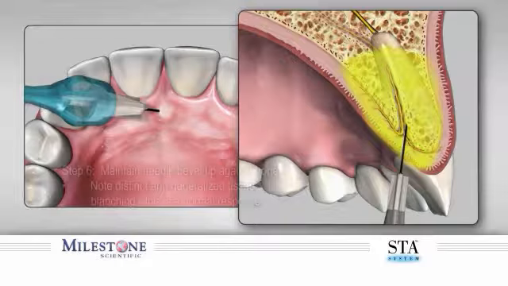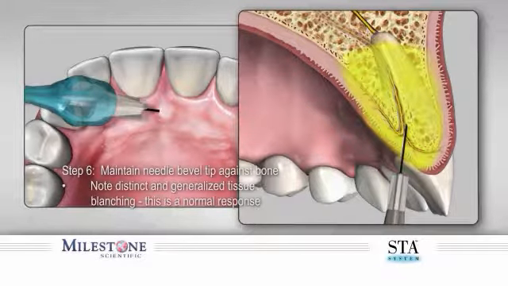Step 6. Maintain the needle bevel against the surface of bone once it's contacted. You should begin to notice distinct blanching of the palatal tissue as an effect of the vasoconstrictor in the local anesthetic. This is normal and to be expected.